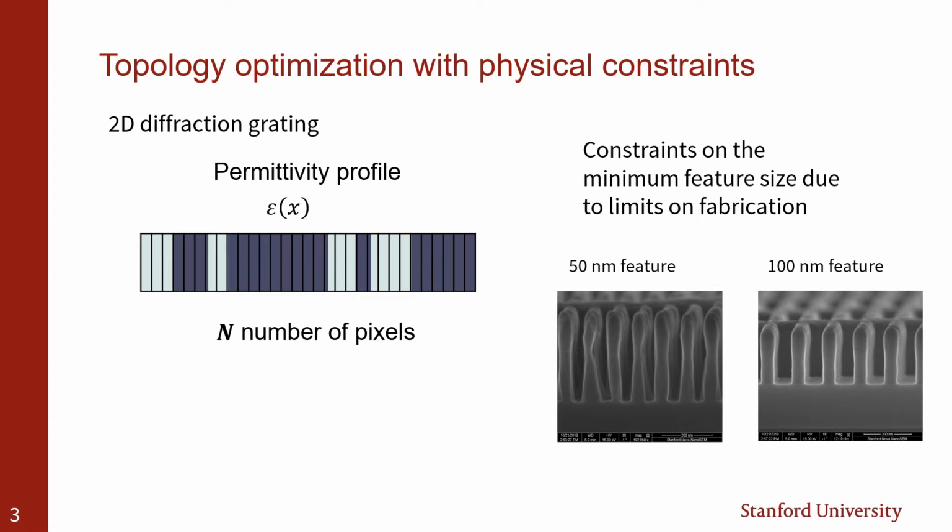Here are some SEM images of cross-sections of nanoridges. We can see that due to fabrication limits, we don't want too small of a feature size. So in the design process, we would always like to put some constraints on the minimum feature size.